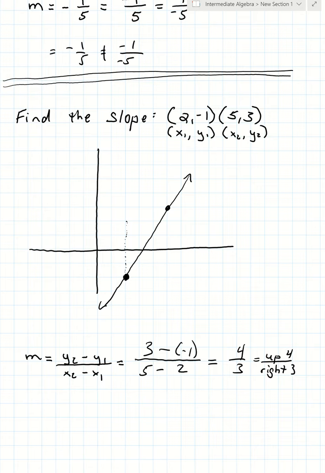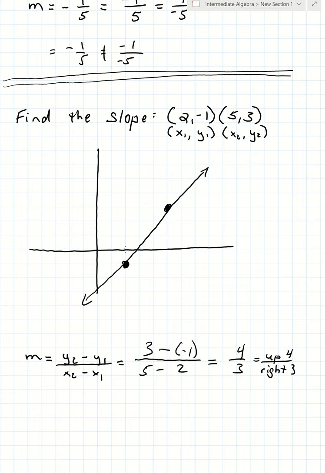Oh, I drew my point in the wrong spot. My apologies. (2, -1) is here. And (5, 3). Let's see. That's 3, 4, 5, 1, 2, 3. Okay. So here we have this line. My line was slightly off. I apologize for that. Okay.